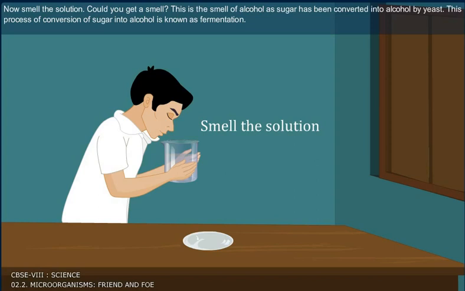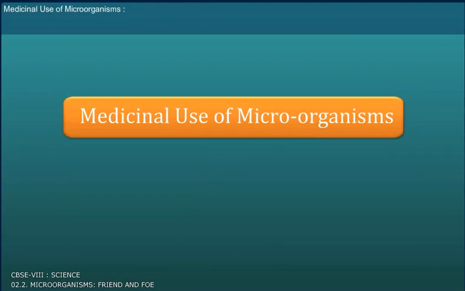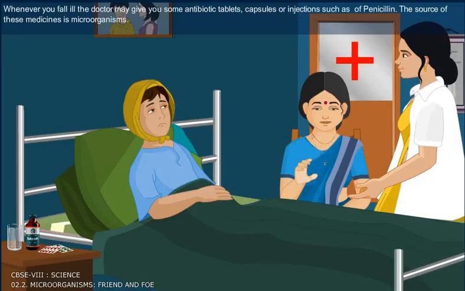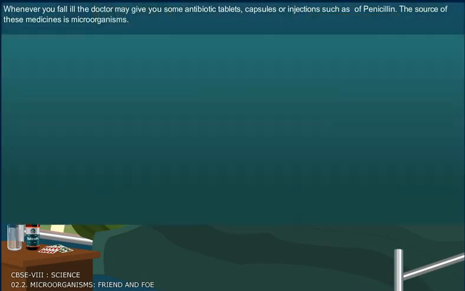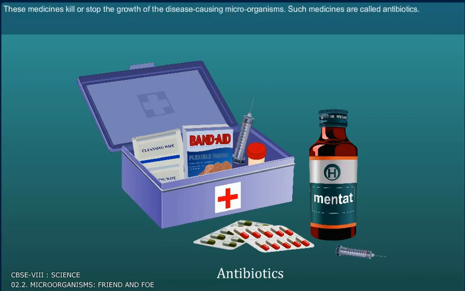This process of conversion of sugar into alcohol is known as fermentation. Information. Louis Pasteur discovered fermentation in 1857. Medicinal use of microorganisms. Whenever you fall ill, the doctor may give you some antibiotic tablets, capsules, or injections such as of penicillin.